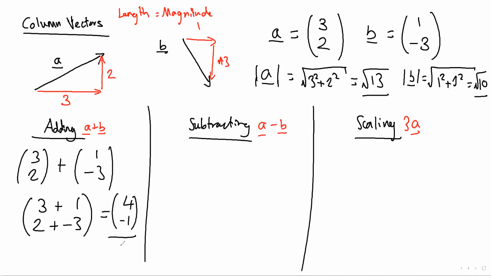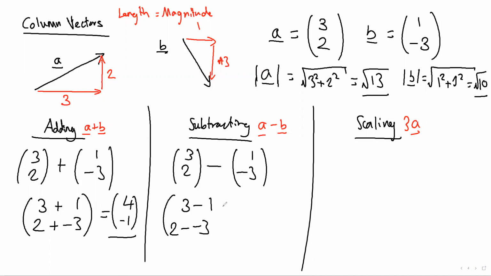Now, for subtracting, it's the same process. So you just subtract the top terms and subtract the bottom terms. So the top will be 2. And remember, now we have a double negative, so that will make a positive. So we'll get 5.